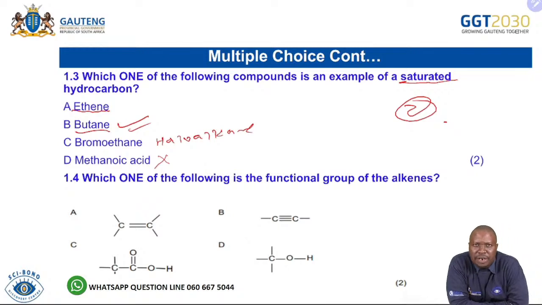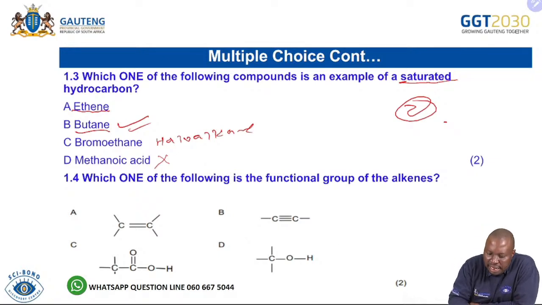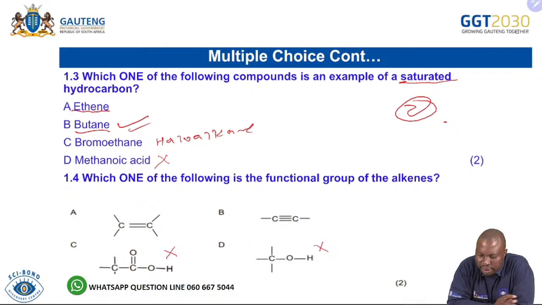Now we move to 1.4. It says which one of the following is the functional group of the alkenes? You will know that OH is an alcohol, COOH is a carboxylic acid. So you know C and D are distractors. So always look for those distractors and remove them immediately. Then you're saying my options are either A or B, but it's alkene. You know alkene is the carbon-carbon double bond. So you're able to choose A as your answer. You get your 2 marks.